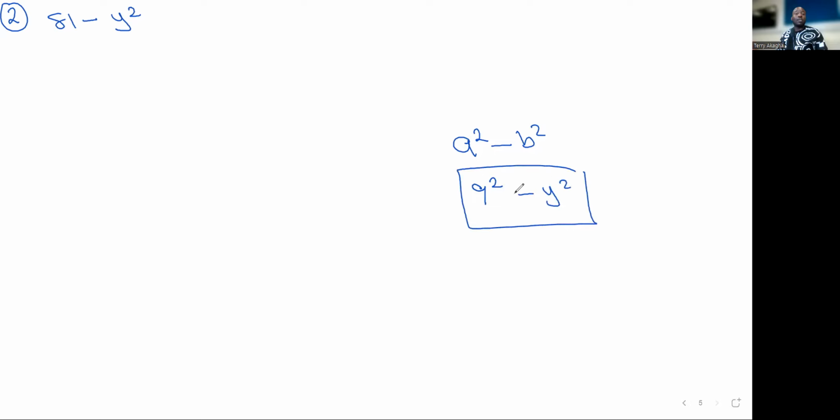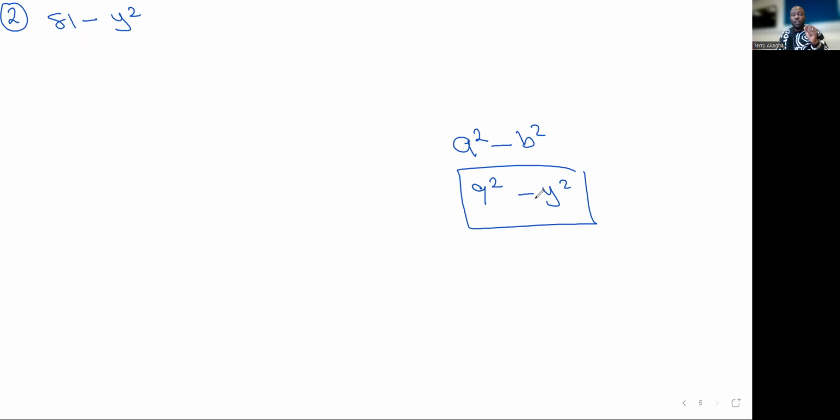So number 2, let's say we have 81 minus y squared. When you see something like this, you ask, is this a difference of 2 squares? Remember the key for it to be a difference of 2 squares: it has to be a squared minus b squared. So you ask yourself, can I break down this equation to look like this? Yes. I can break down 81 to be 9 squared minus y squared. Then it's back to difference of 2 squares.